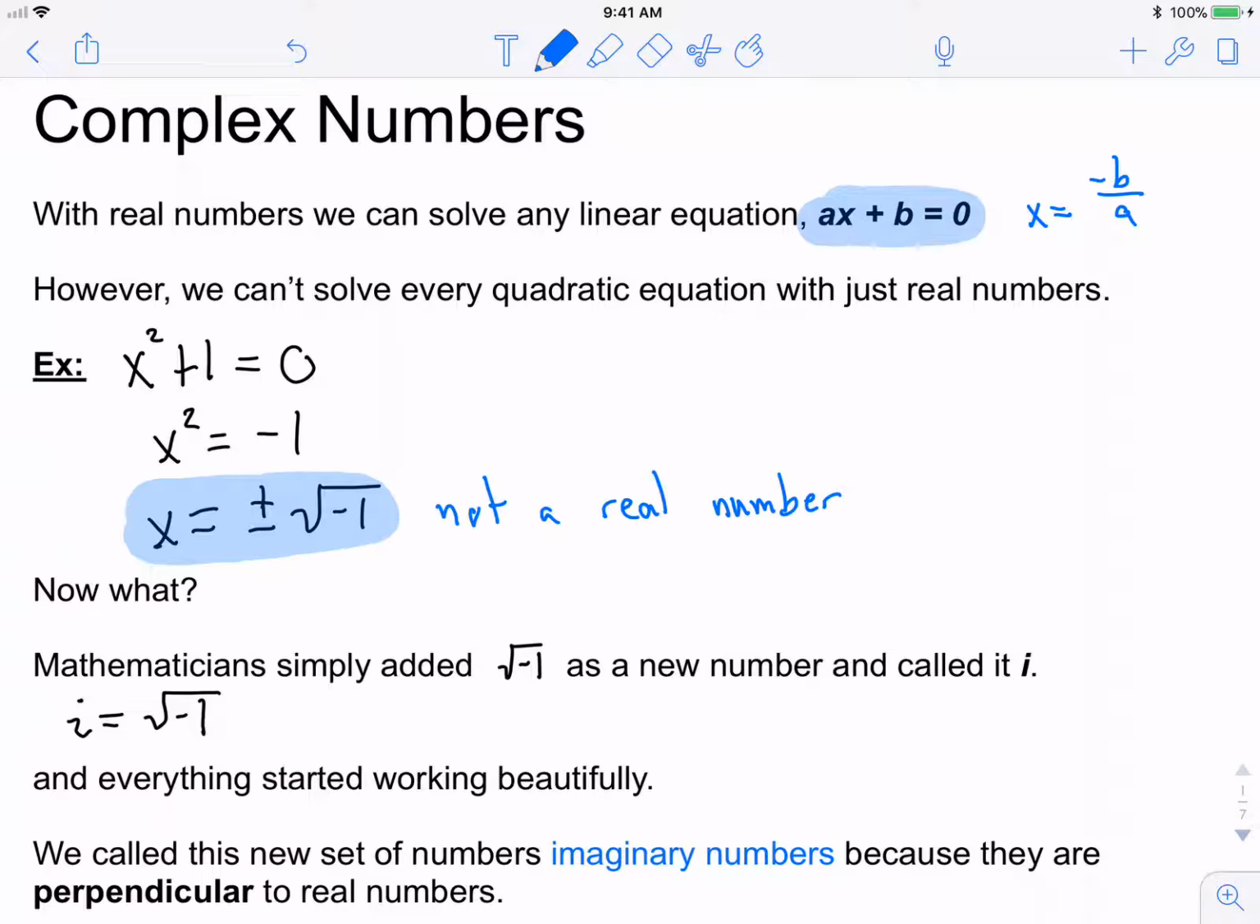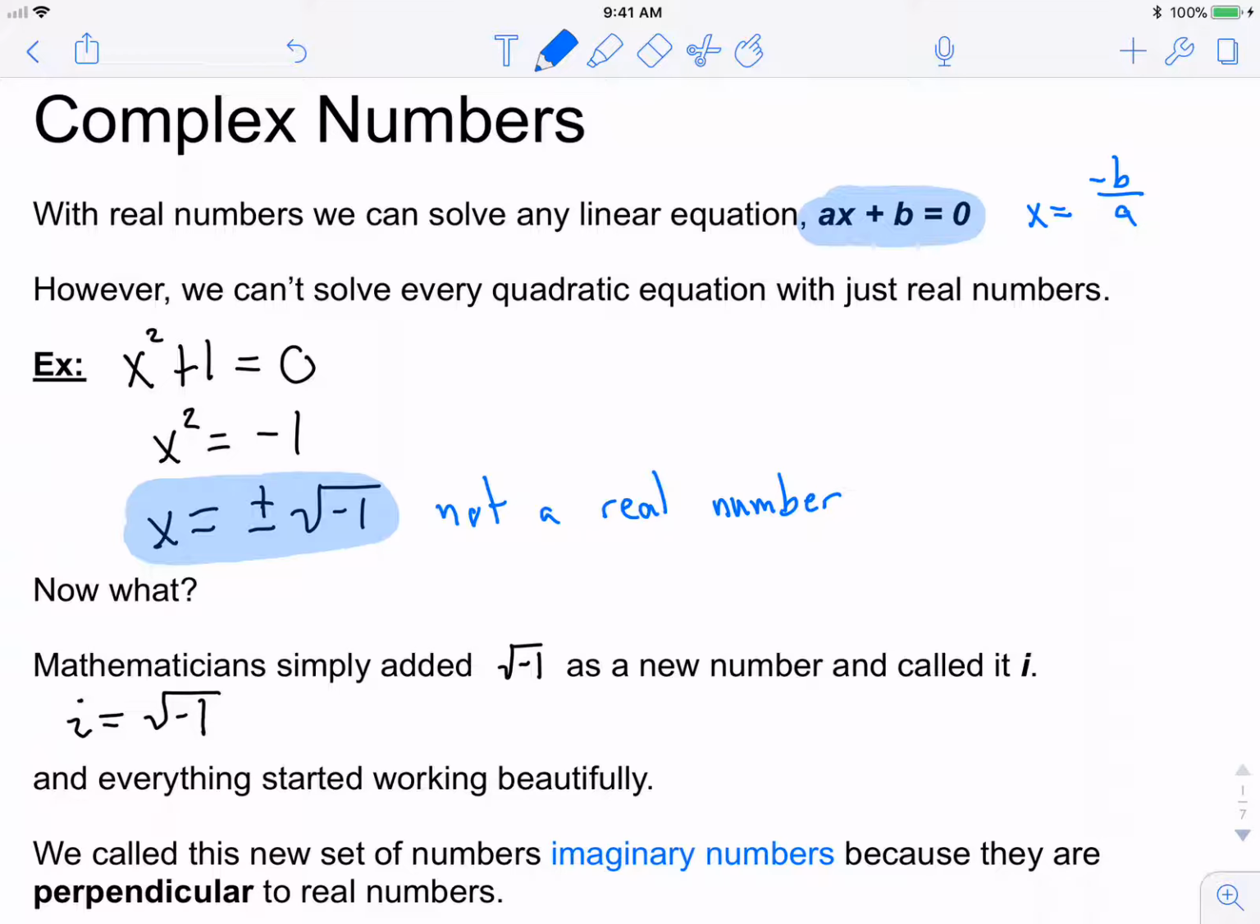So mathematicians looked at this and they said, now what? How can we fix this problem? And what they did was simply add the square root of negative 1 as a new number, and they called it i. So anytime you see an i in a math equation, that's actually the square root of negative 1, and when we threw that one number in, everything started working beautifully, and we were actually able to solve every single quadratic equation by just adding in i.